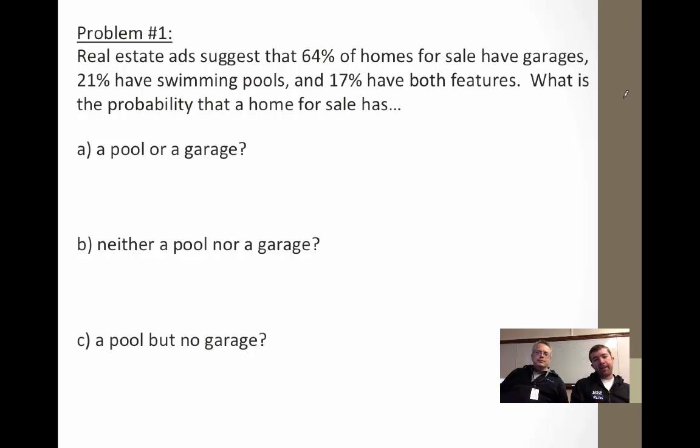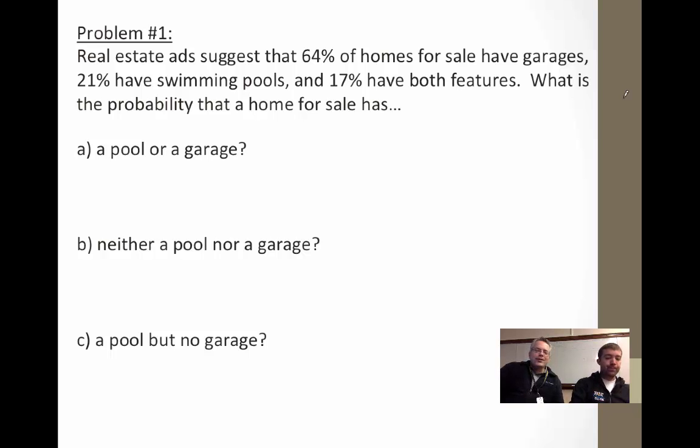We have a real estate ad that suggests that 64% of homes for sale have garages, 21% have swimming pools, and 17% have both. Good, I got my calculator right here. We want to know the probability that a home has either a pool or a garage. Let's just do the Venn diagram.